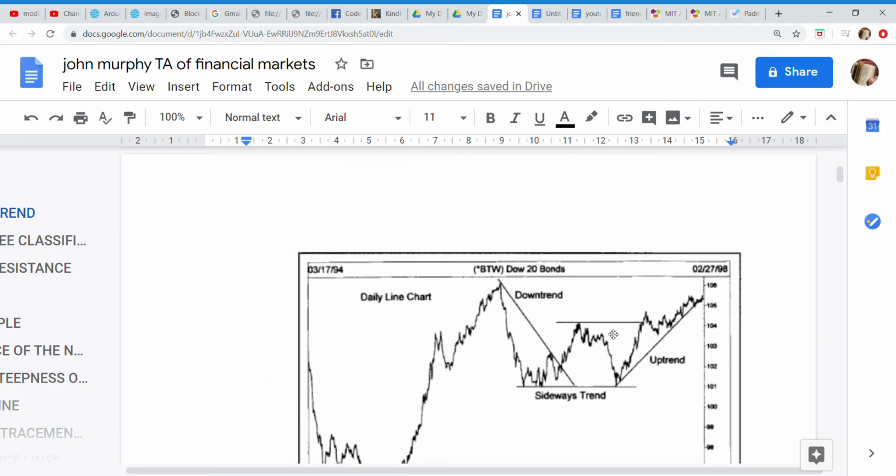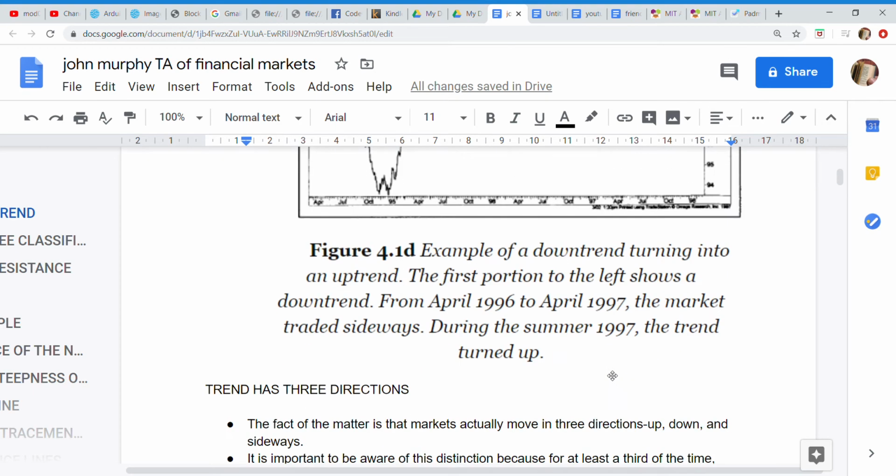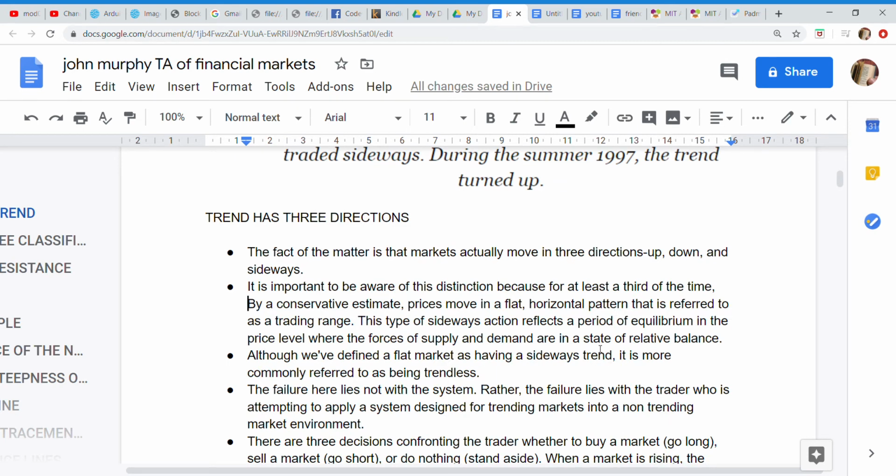In this trend, this is the supply force, and this is the demand force. They are relatively balanced now. So they are in a state of relative balance now.